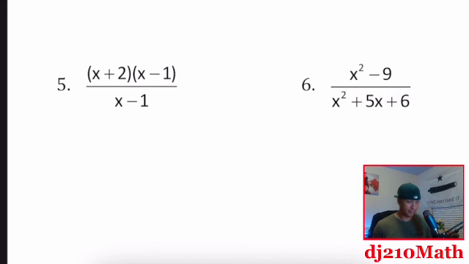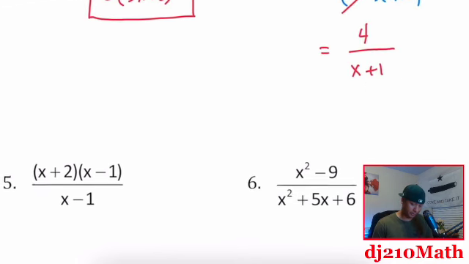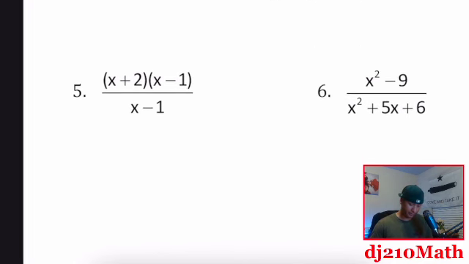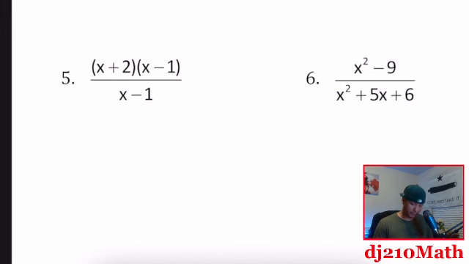5. It's already factored, so that's kind of nice. Whatever is in the numerator is also in the denominator. So here we have x minus 1 cancels with x minus 1. Final answer, x plus 2.